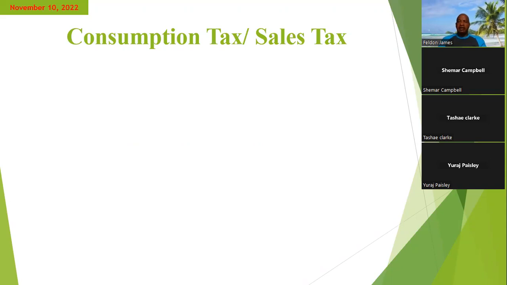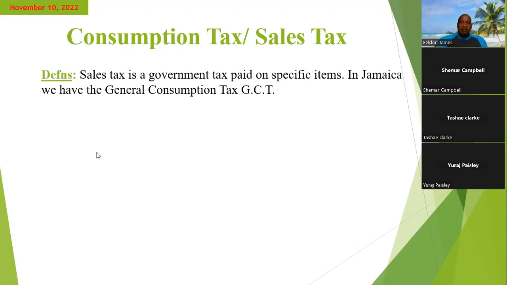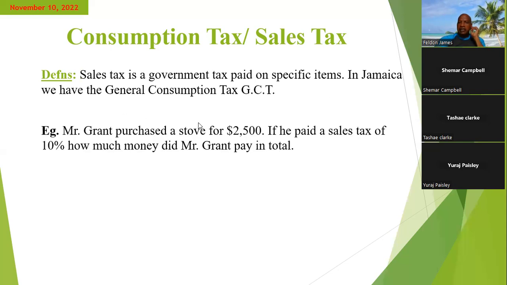Now the retailer will have to pay over that percentage that they collected from you to the government. All right. So that's how it works. Now, sales tax is a government tax paid on specific items. In Jamaica, we have the general consumption tax. Now, here we have an example here. Can anybody work out this one?